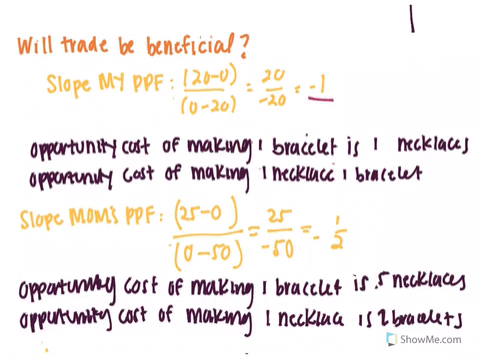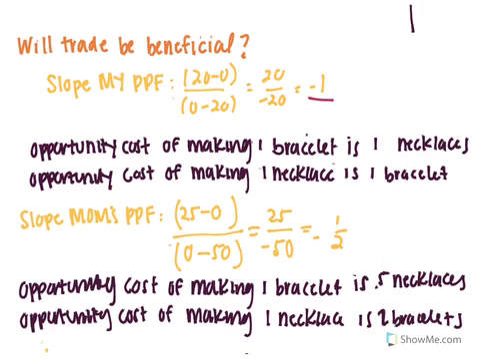What this means is that the opportunity cost of making one bracelet is one necklace for me, and the opportunity cost of making one necklace is one bracelet for me. And for my mother, on the other hand, her slope came out to be -0.5. So the opportunity cost for making one bracelet for my mother is 0.5 necklaces, and the opportunity cost for making one necklace for my mother is 2 bracelets.